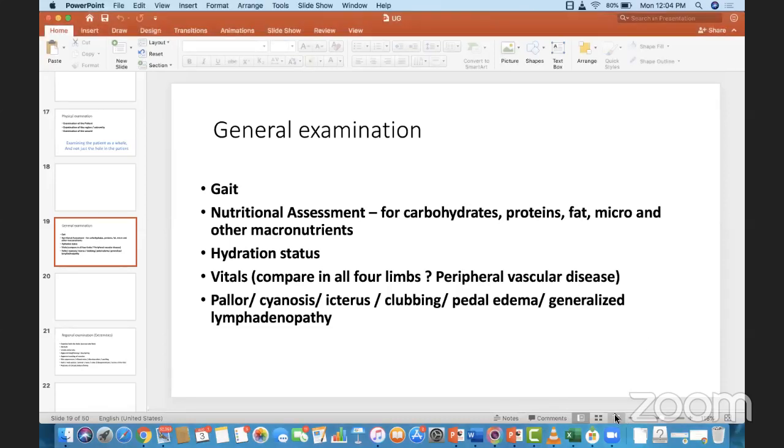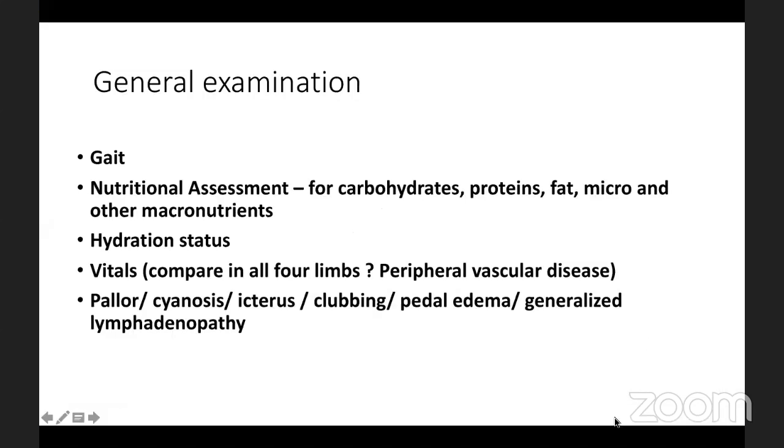And so we've done this assessment, and then we must not say no lymphadenopathy, because you can't examine every part of the body for lymphadenopathy. So don't say that. The term is generalized lymphadenopathy.